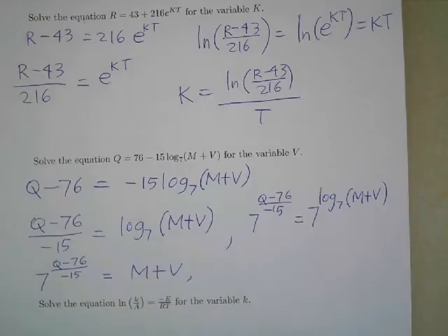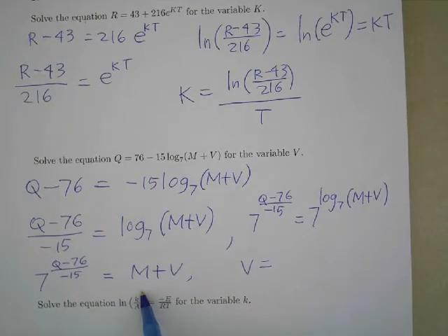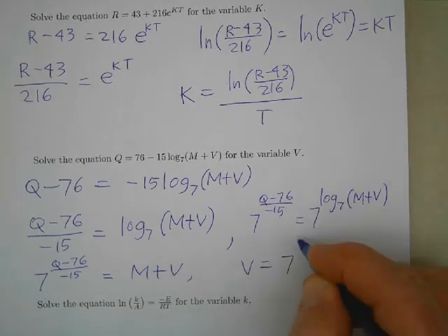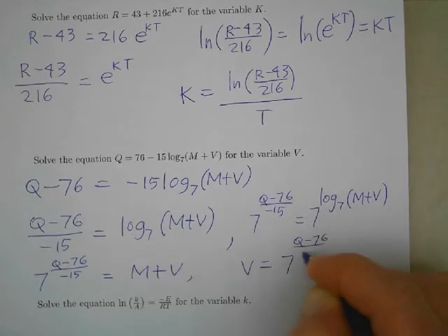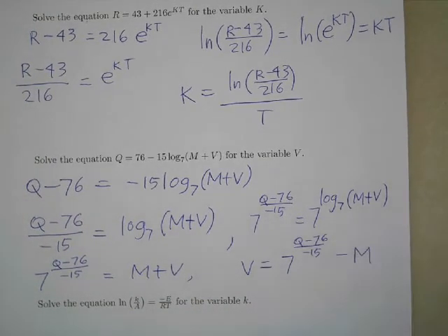And then finally, to solve for v, we just subtract m from both sides of that equation. So v is equal to 7 raised to the exponent q minus 76 over negative 15 minus m. Okay, it doesn't look very pretty, but it doesn't have to.